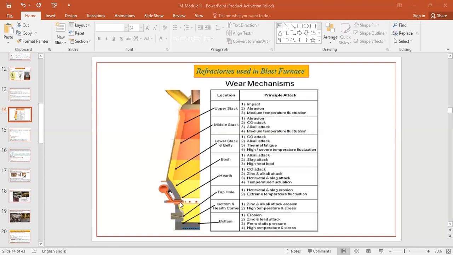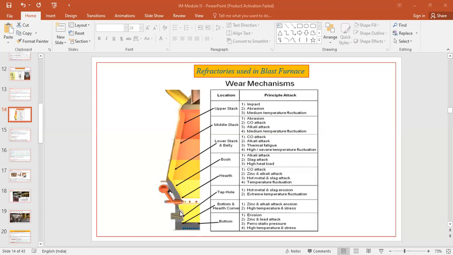Similarly, you have the hearth part of the blast furnace, where the entire burden will go to liquid form. So the hearth is the region which is a sink for the liquid products, slag as well as hot metal. There is a possibility that hot metal and slag come continuously in contact with the refractory lining. So the refractories should have resistance to the penetration of these liquid products.